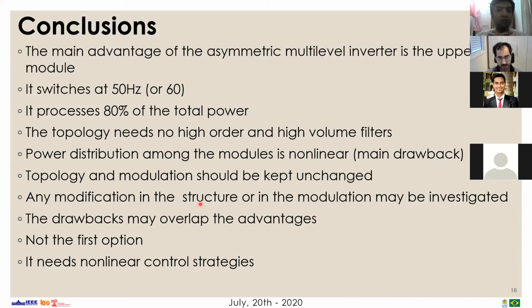This is what I said. Any modification in the structure or in the modulation must be investigated carefully. Again, if you include here a DC converter in order to solve one thing or another, this makes the inverter unfeasible. And after several years studying such a topology, I'm afraid that the drawbacks may overlap the advantages, okay? Of course, I'm here to tell you the truth. And the drawbacks of having nonlinear power distribution may overlap all the advantages listed at the beginning of this slide. And I don't consider it as the first option. You should think carefully when using this topology, because again, the nonlinear distribution of power is quite not easy to solve.